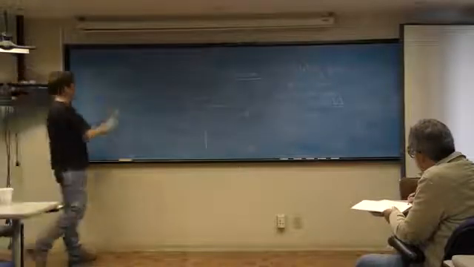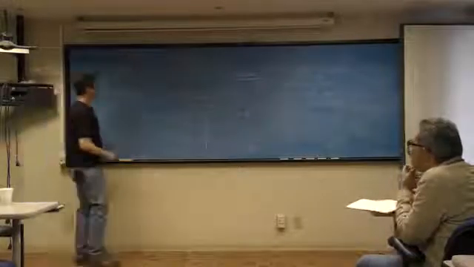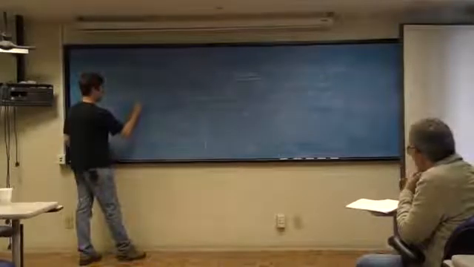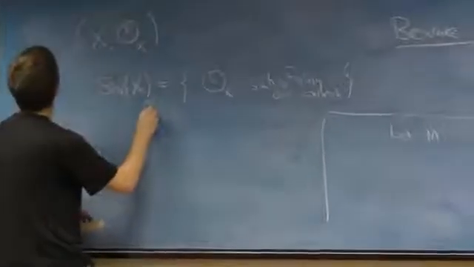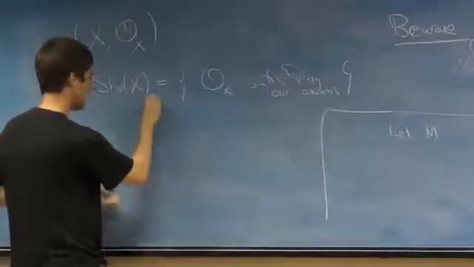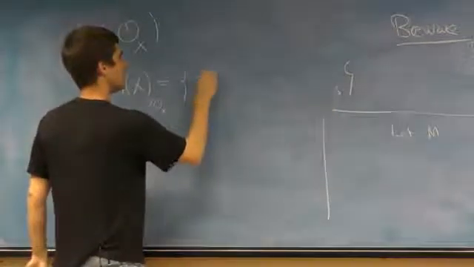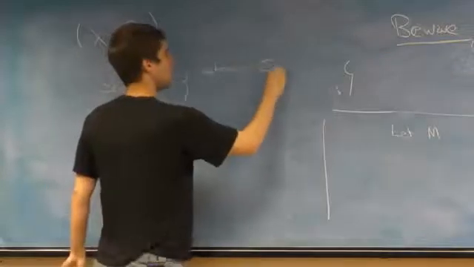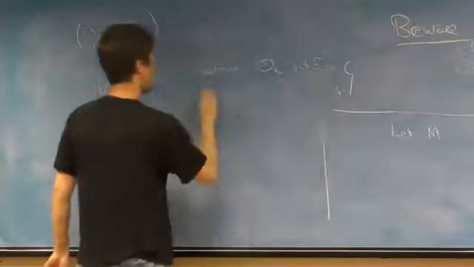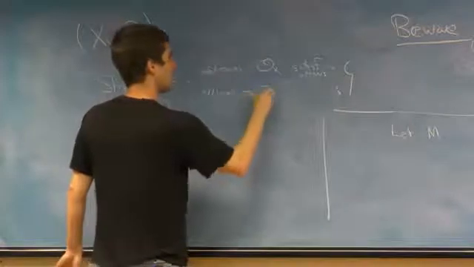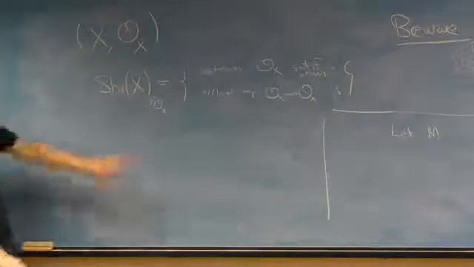All right. So let's say we fix an OX, and then I want to look at the collection of all sheaves OX prime satisfying our axioms with a local map from OX prime into OX.